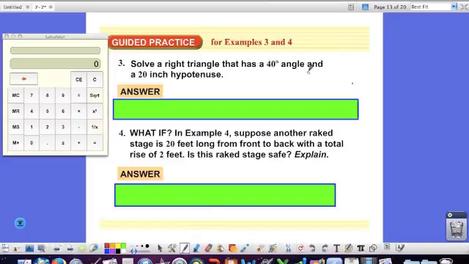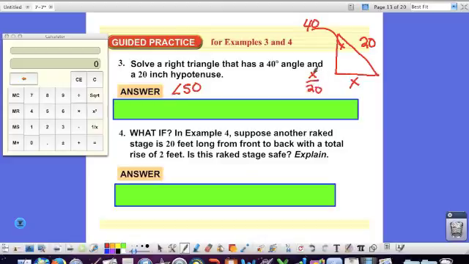Practice question number 3. Solve a right triangle that has a 40-degree angle and a 20-inch hypotenuse. So if this is a 40-degree angle, the other angle is 50 degrees. Now I want to get the opposite side divided by the hypotenuse. Opposite divided by hypotenuse is sine.